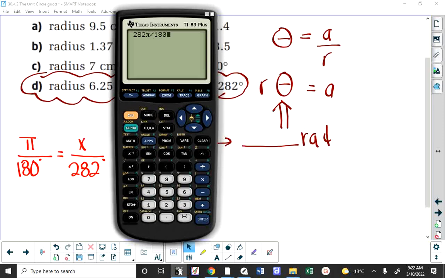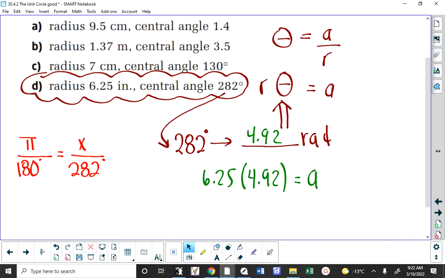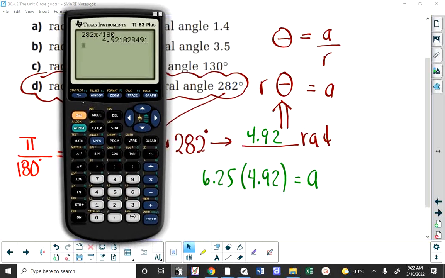By the way, somebody a couple of years ago asked, does it matter what mode you're in when you're doing this? No. The mode only matters when you're using the sine key or the cosine key or the tangent key. We're not doing that here. So this number of radians is 4.92 radians. So we're going to then say A equals R, which was 6.25 inches, times the angle in radians, which is 4.92. In other words, we just have to now multiply this in by 6.25, and we have our answer.